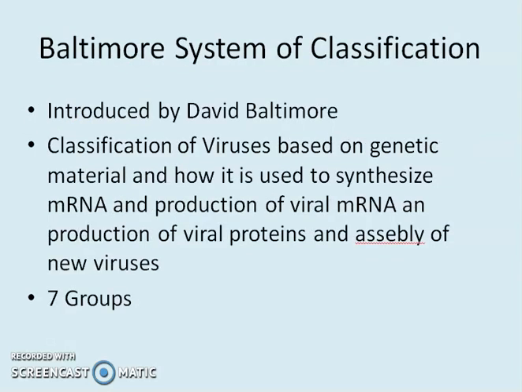Now we will discuss the most important system of classification of viruses, that is based on the type of genetic material and also how the viruses use this genetic material to synthesize their mRNA and viral proteins, and for the assembly of these viral proteins into mature infectious viruses. It was introduced by the scientist David Baltimore. And here I repeat, the classification is based on the genetic material, that means whether they carry DNA or RNA. In DNA itself, whether it is single-stranded or double-stranded DNA. In the case of RNA also, single-stranded or double-stranded.